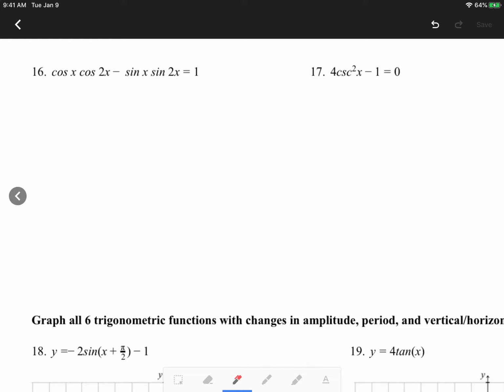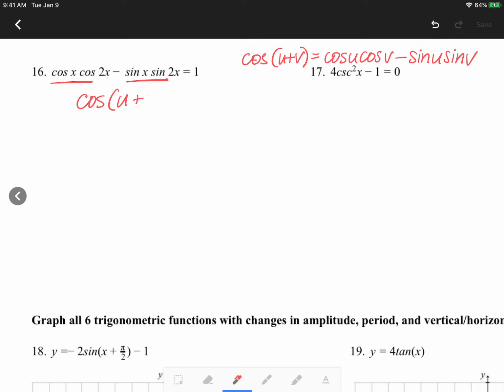So when I'm looking at 16, I should notice the pattern here. This looks almost exactly like our cosine of u plus v, which says it's cosine of the first angle, cosine of the second angle, minus sine of the first angle, sine of the second angle. That looks almost exactly the same as that. So we're going to condense that down to cosine of u plus v equals 1, where u is that first angle, x, and v is that second angle, 2x.